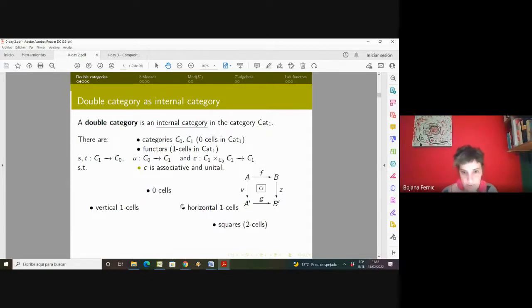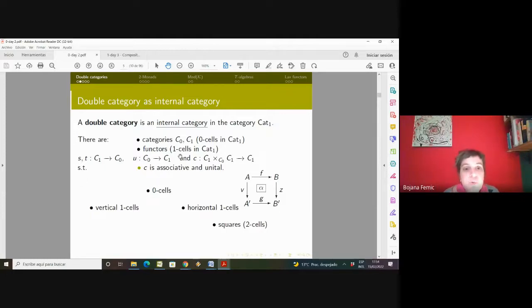So I told you about these cells and how we call them. And in this square, I explain this most complex gadget in a double category, that is like a square. So in its vertices, I put 0 cells. On these 2 horizontal lines, I put horizontal 1 cells. On the vertical lines, I put vertical 1 cells. And the whole square serves as what is called the square, or a 2 cell.